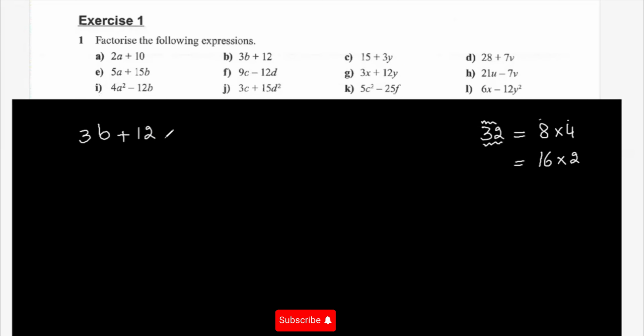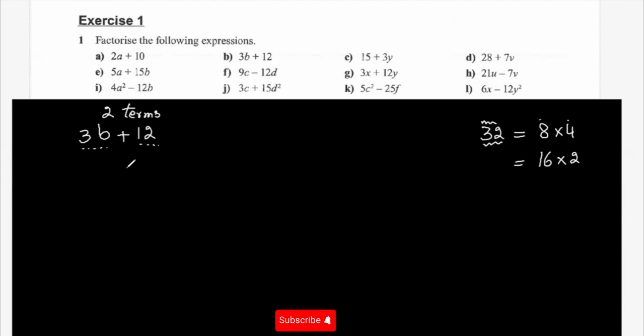And in this expression, we have 3 times b and 12. Both of these are separated by a positive sign, so it means we have two terms in this algebraic expression. And here, the method of factorization means that we are going to write this expression not in the form of two or more separate terms, but in the form of one single term. When I say one single term, it means there will be factors.